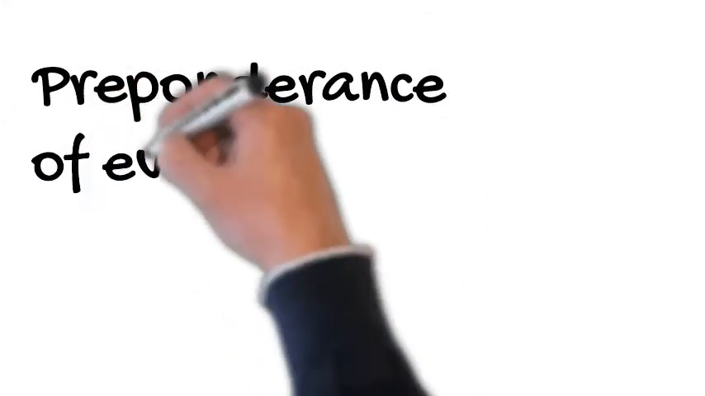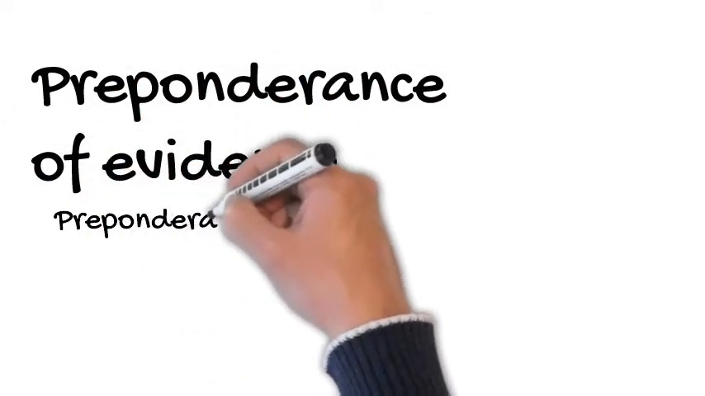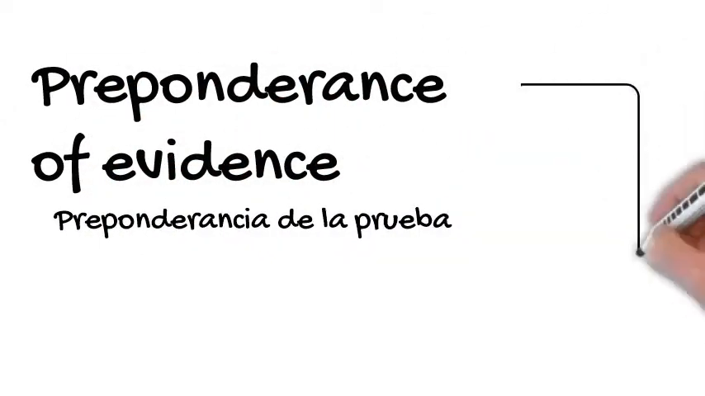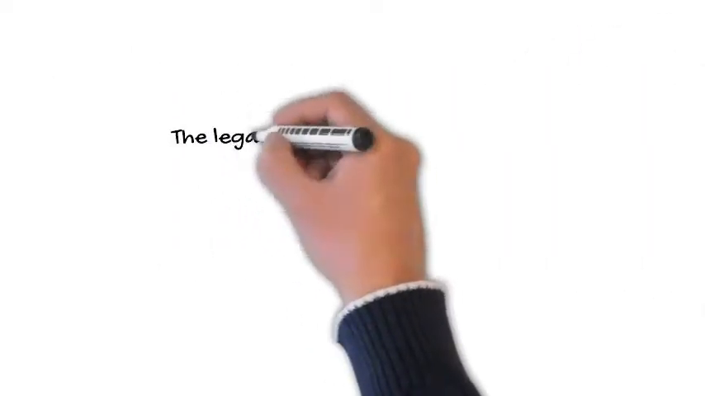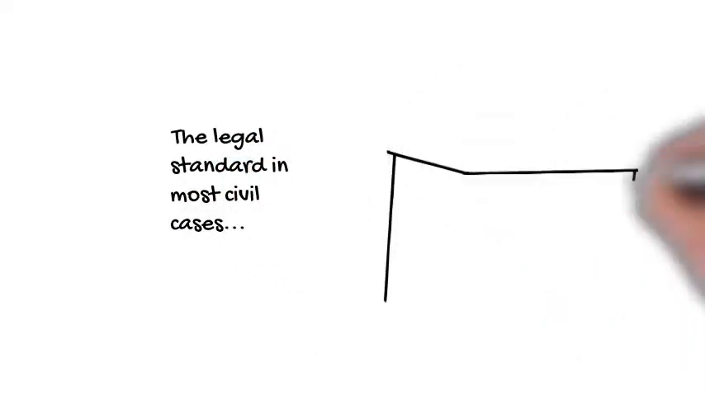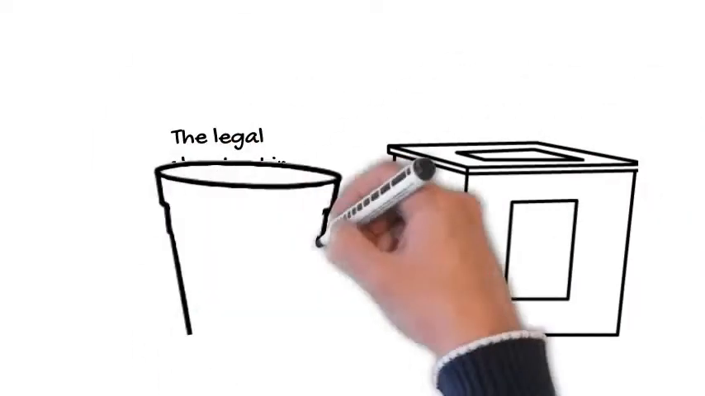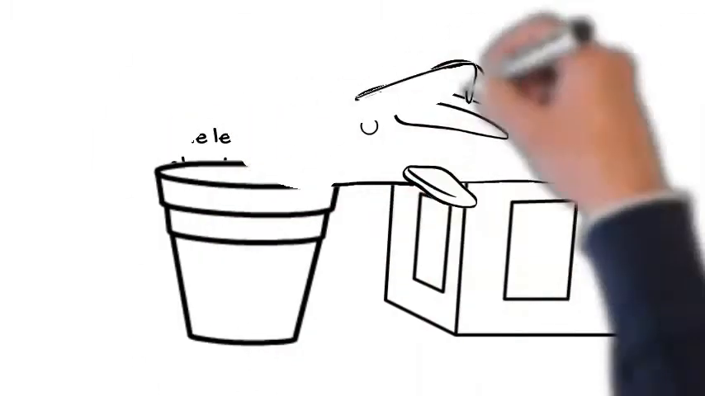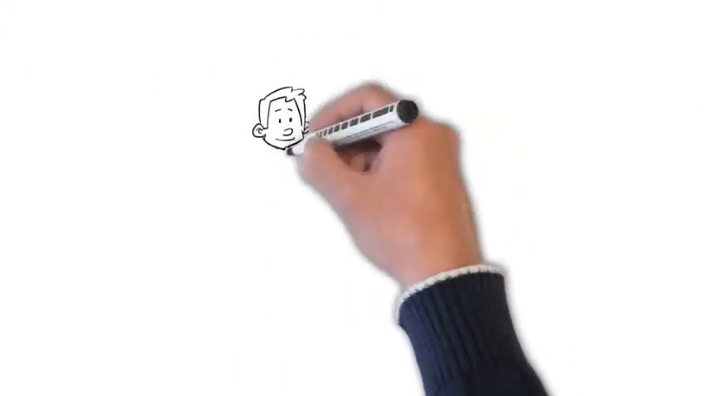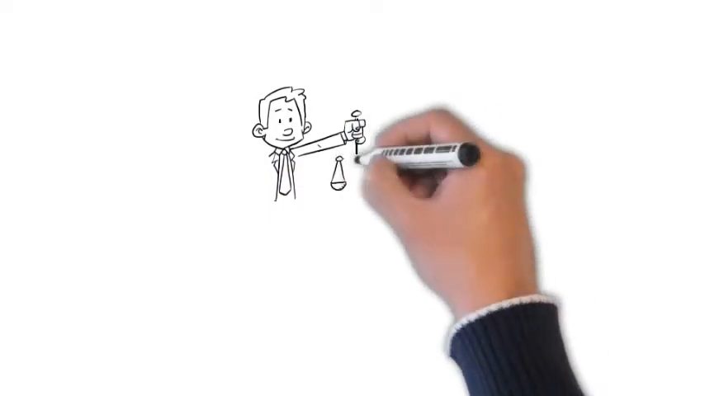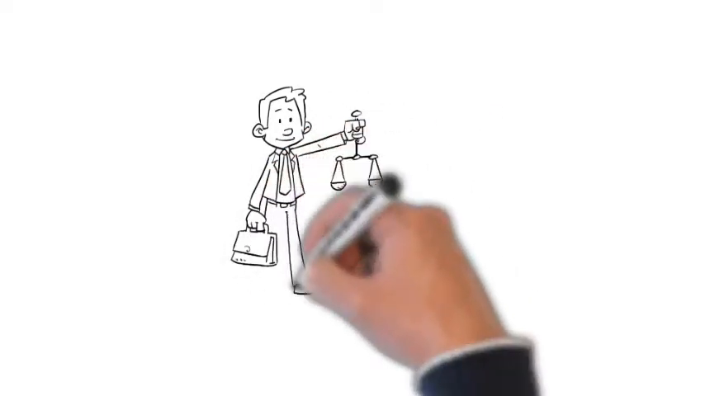The lowest standard of proof is the preponderance of evidence, which is typically translated as preponderancia de la prueba in specialized literature. Preponderance of evidence is the legal standard in most civil cases, and it's not about drowning the jury or courtroom underneath piles of evidence. It's simply about presenting evidence that's more convincing than that presented by the other side.